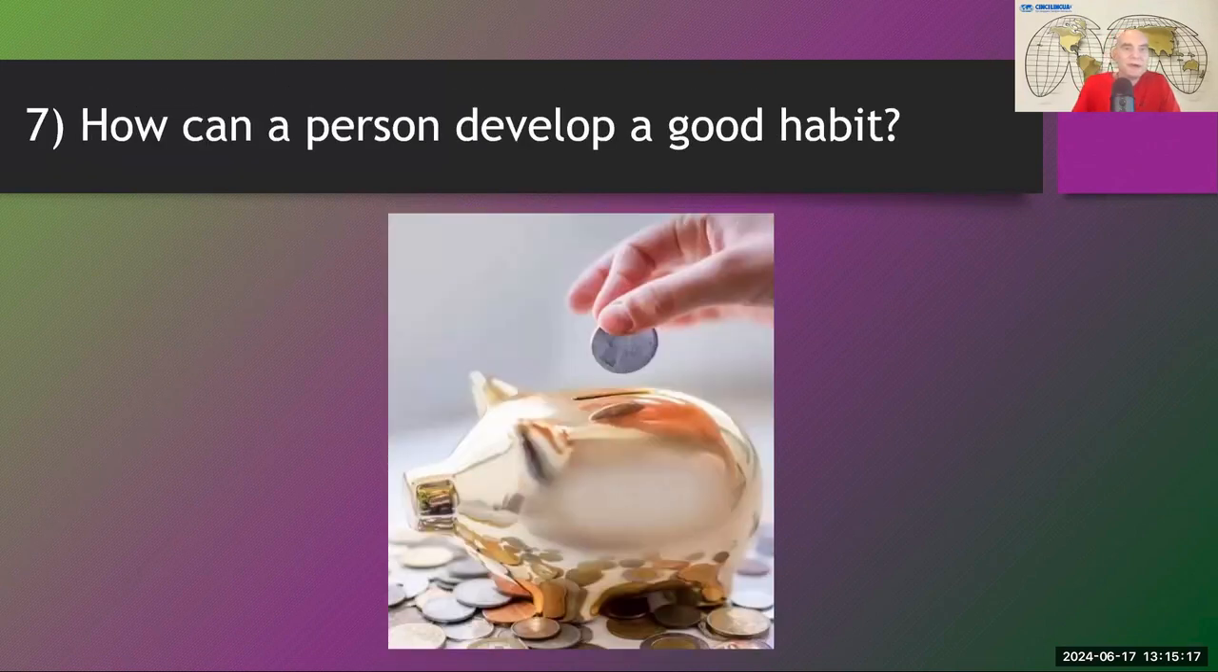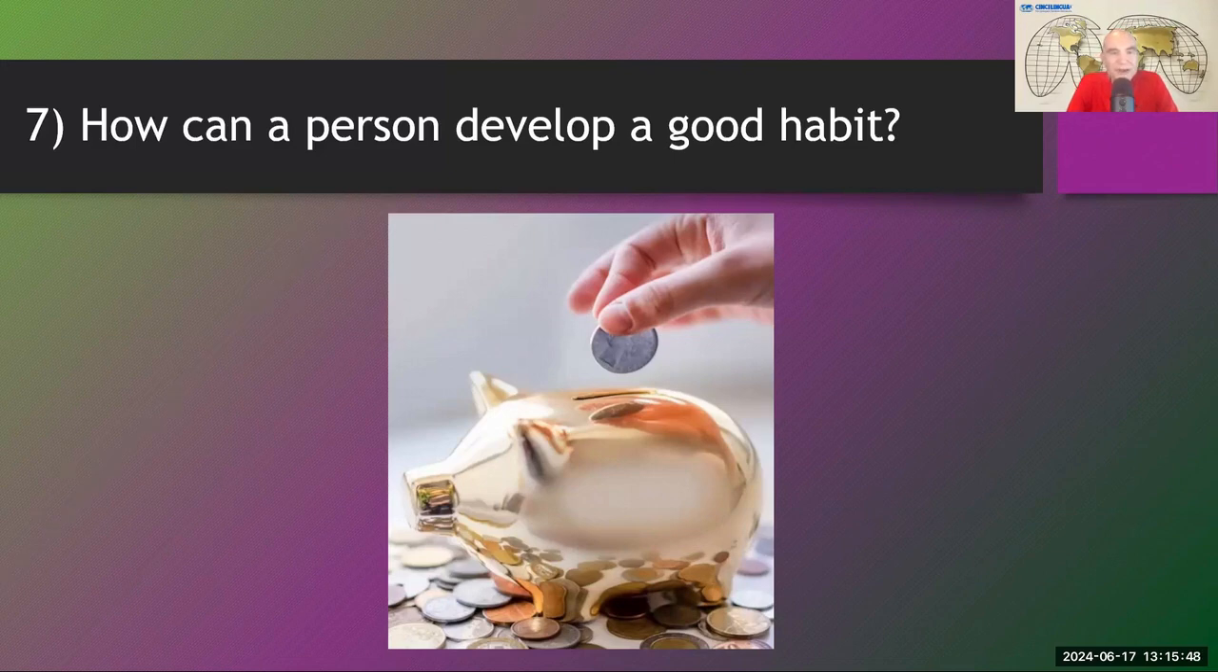Number 7. Now, how can a person develop a good habit? Well, again, I think it's a step-by-step process. Habits are formed over a period of time. You don't develop a habit, of course, in one day, right? It requires a period of time.